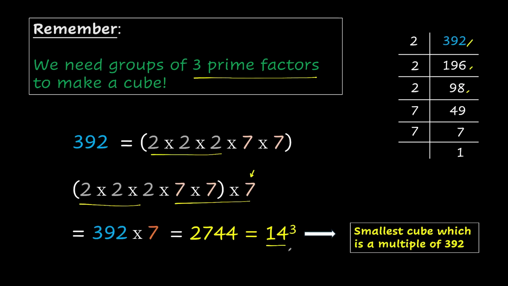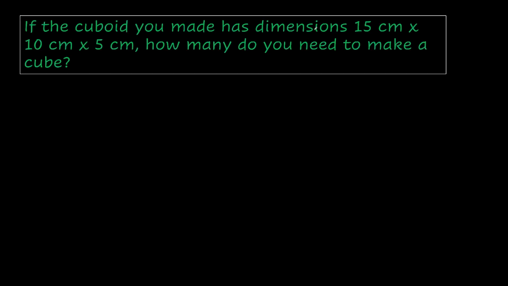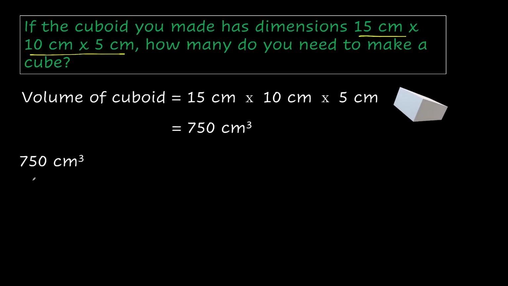Now let's try and apply this to our question before. To be able to find the least number of cuboids, we'll have to find the smallest cube that is a multiple of the cuboid. Let me explain with an example. If the cuboid you made has dimensions of 15 centimeter by 10 centimeter by 5 centimeter, how many do you need to make a cube? And we also need the least number. The volume of the cuboid will be 15 centimeter times 10 centimeter times 5 centimeter, which is 750 centimeter cube. That's our cuboid. So 750 centimeter cube is not a perfect cube.